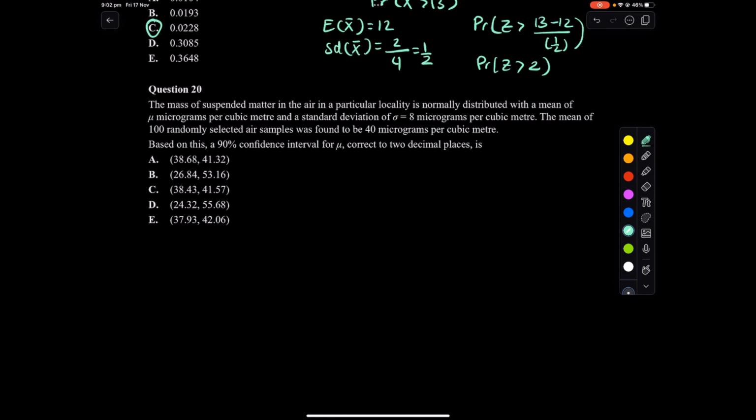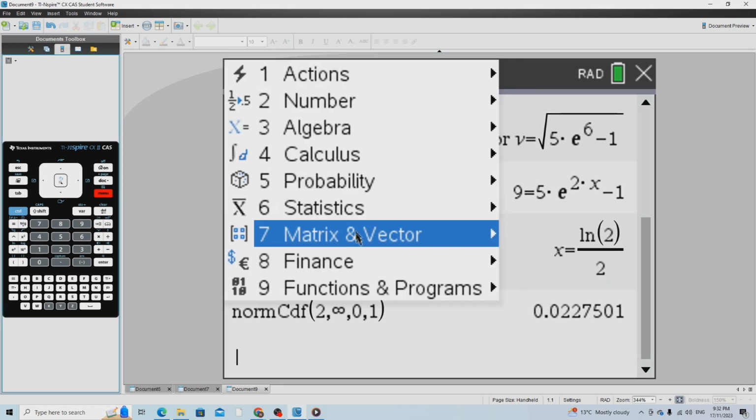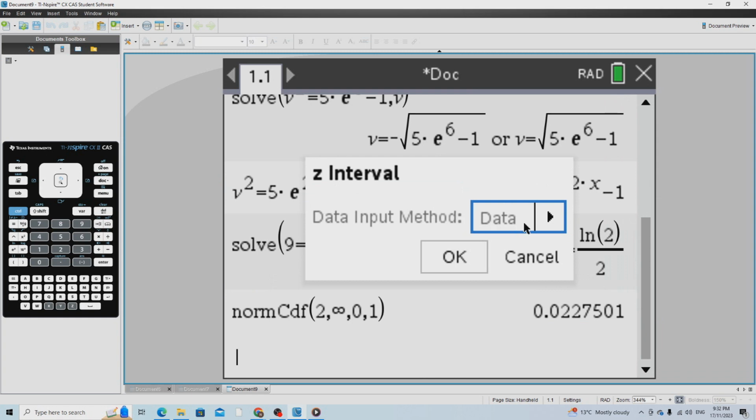Okay, so we know that your sample mean is 40. Your normal standard deviation is 8. Your number of samples is 100. And we want 90% confidence. So just using our CAS, go on menu, go to statistics and go to confidence interval and go to Z interval. And we want to go to stats.